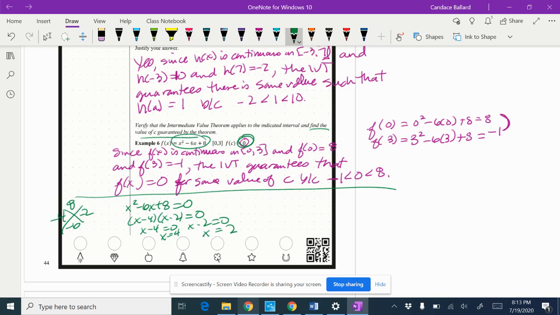Now, to get our actual c value, we have to double check to make sure these are actually on the interval that was given. So 4 is not between 0 and 3, so 4 is not our c value. Our c value is this 2 because it is on the interval. So c equals 2, and I'm just going to write a reason. You don't have to, but I would write this down for your notes because 4 is outside the interval from 0 to 3.